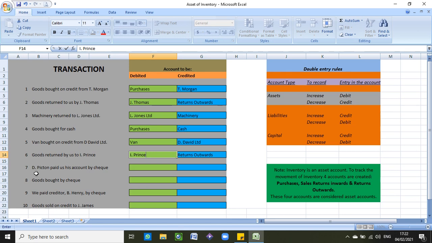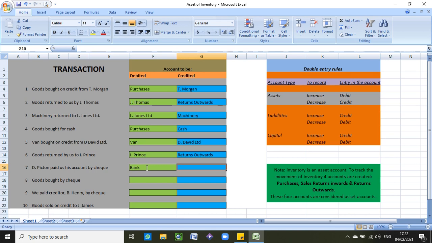The following transaction, D. Picton paid us his account by check. Here, we do not see the word goods, so automatically we know that these accounts will not be used. So, who is paying us? D. Picton. How is he paying us? With a check. So that means that we will have more money at the bank. Increase this particular account, so that will be debit the bank.